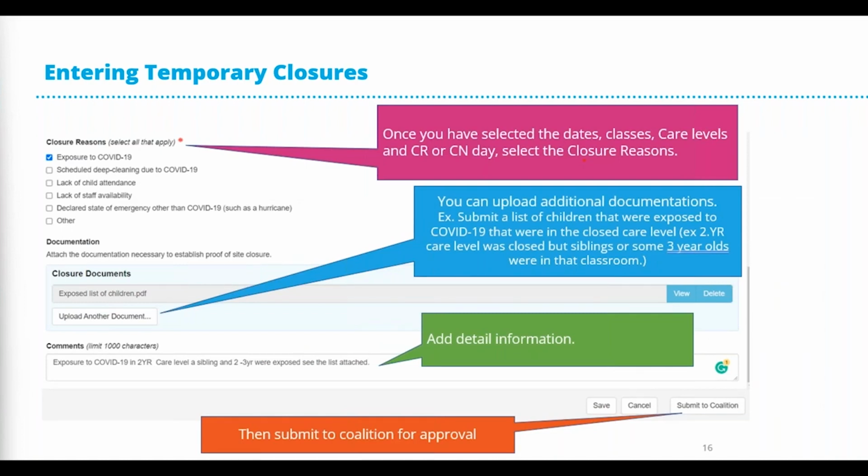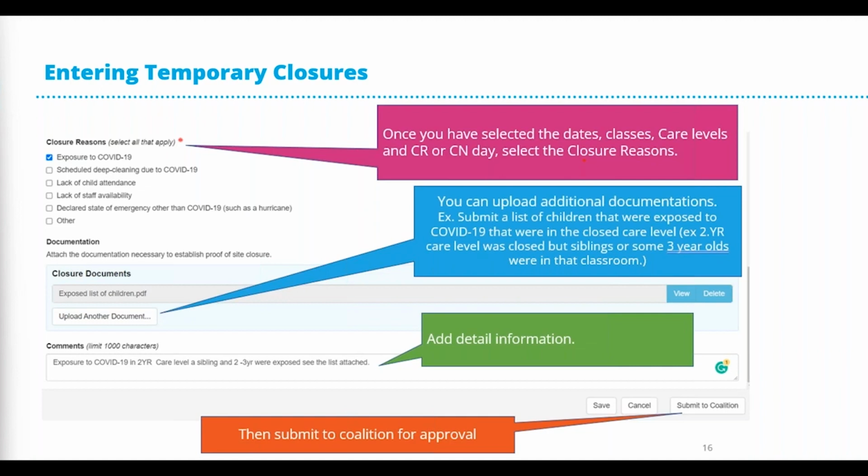Once you have selected the dates and the care levels for reimbursable or non-reimbursable days, select the closure reasons. This has a list of reasons: COVID exposure, cleaning, lack of attendance, staff availability, state of emergency not COVID related, more, the hurricanes, floods, those types of things that we have. And then if you have other instances or other issues that may come up, those generally would be very specific to your center, an emergency reason for closure at your center specifically.